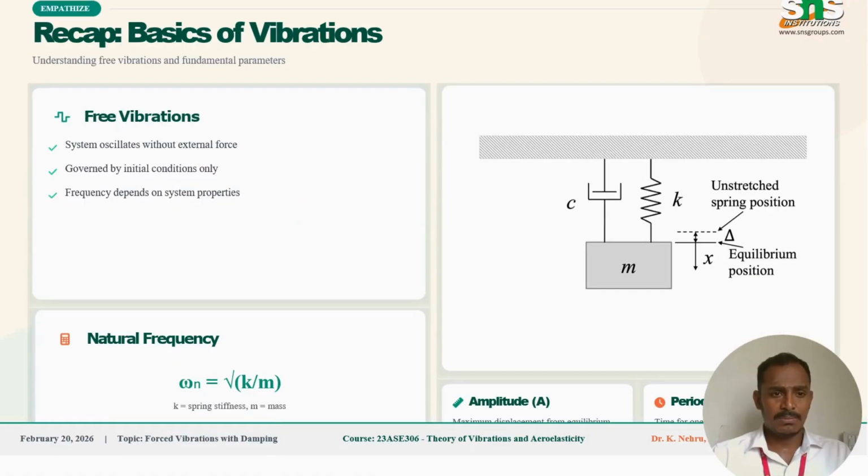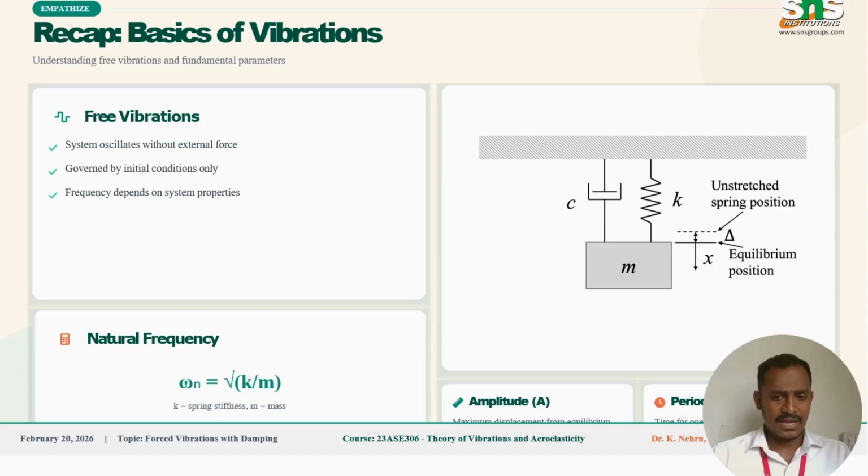Now, coming to the basics of vibration. Before we begin, let's quickly recall free vibration. In free vibration, the system oscillates without any external forces, and only the initial condition drives the motion. The natural frequency is given by omega n equal to root of k by m. Here, k is the stiffness and m is the mass of the system.